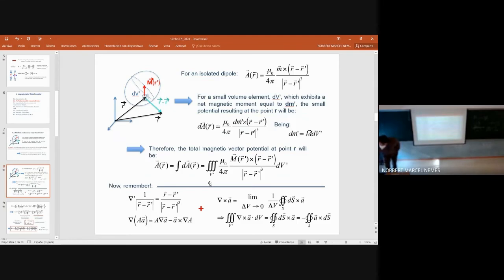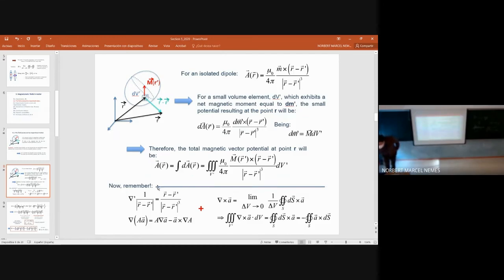Now, that's it. We have the vector potential. We can calculate the B field by taking the rotation of this. We want to chew on this a little bit. So what we do is we employ some of our favorite relations.